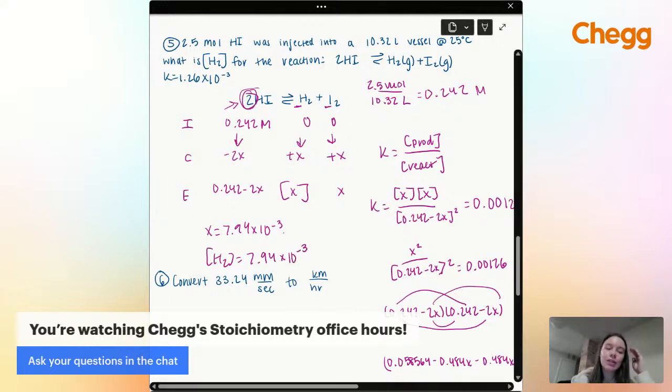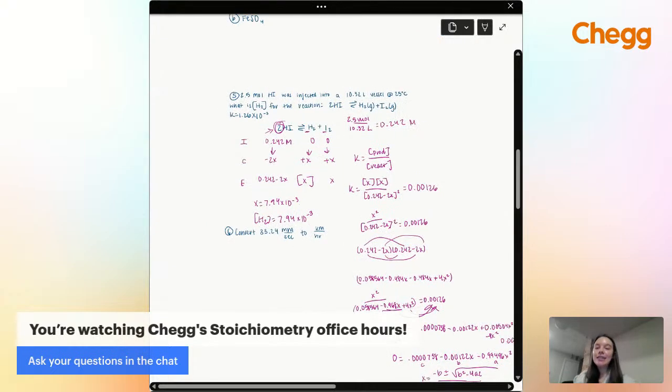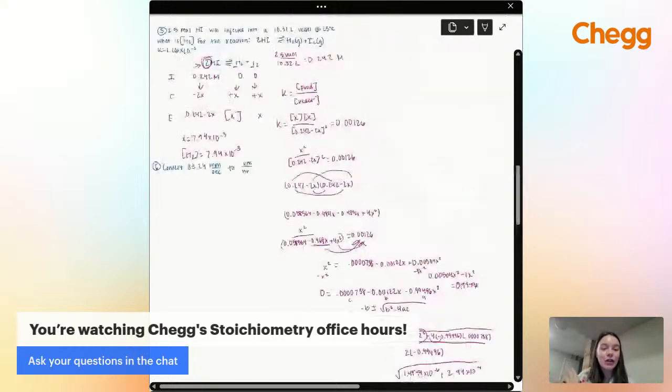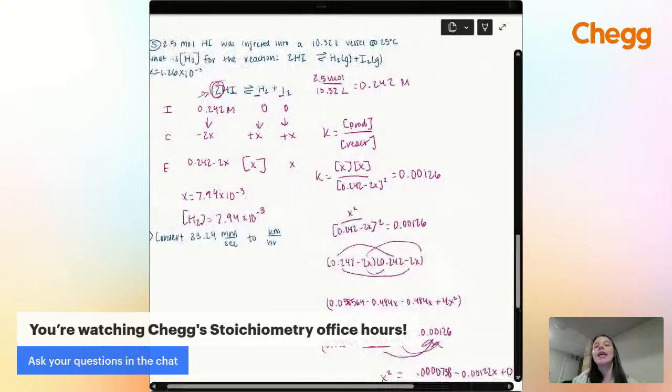That was a super long problem. Yes, this was an equilibrium problem and an ice table and the quadratic formula all in one. It took us all of this purple to solve, but I'm proud of us for all sticking through it. Does anyone have any more questions on this problem? I know it was pretty difficult, but I would love to answer it. I'm going to give y'all about 20 more seconds to ask any questions you might have.